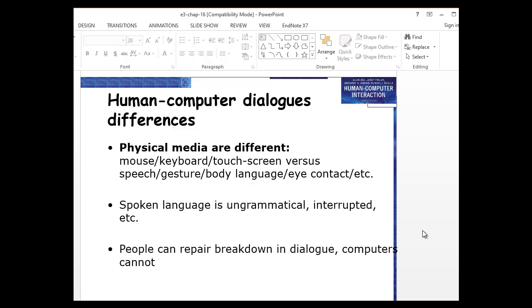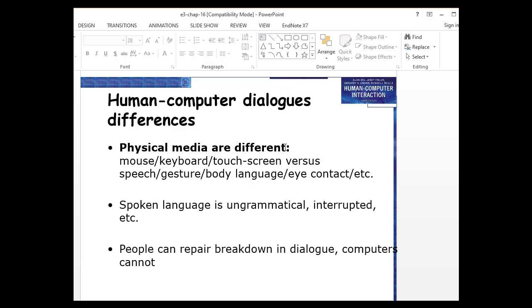After this, human and computer dialogue differences. Here we will differentiate human and computer: what are the physical parts or spoken language of a computer, and what are the parts of humans, and what language a human can understand. The first bullet includes, for the computer: mouse, keyboard, touch screen. The third line relates to the human parts: speech, gesture, body language, eye contact.